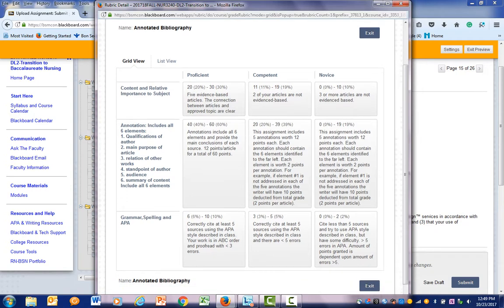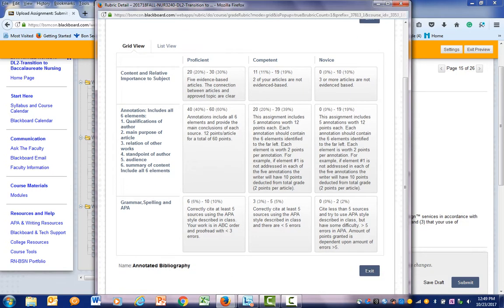Okay, so 5 articles, that's pretty easy. This is where people start to lose points right away. In every article, every annotation, you have to include qualifications of the author. Are they researchers in this particular line, or are they physicians or nurses in this particular area of medicine? You want to tell them the purpose of the article, how this article relates to the other articles that you've pulled, the standpoint of the author, and the audience for whom the article is written. Is it written for lay people, for nurses, physicians? And then summarize the content. You have to have all 6 steps in here.